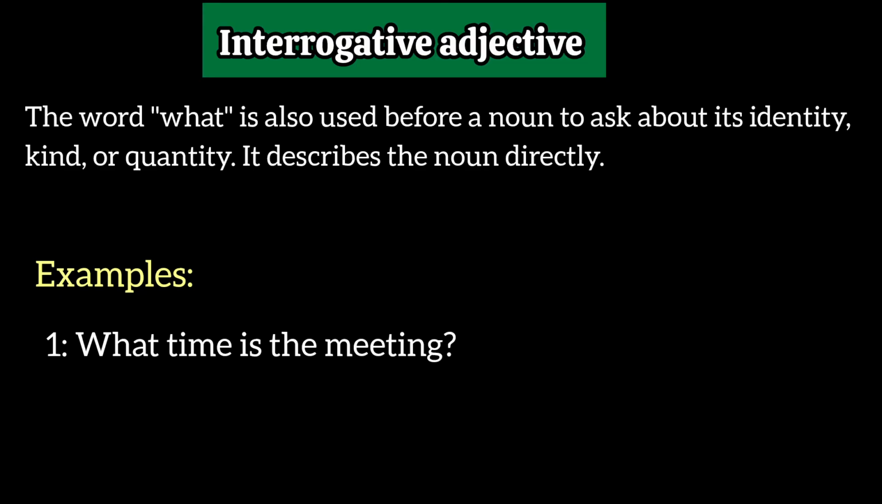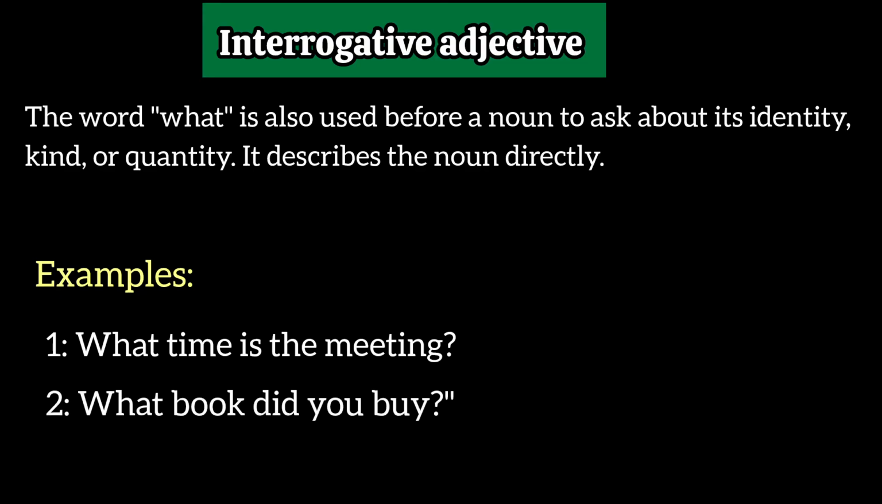Look at another example. What book did you buy? In this example, it functions as an interrogative adjective because it is asking a question while directly modifying the noun book. Interrogative adjectives are used to ask questions and are always followed by a noun that they describe.